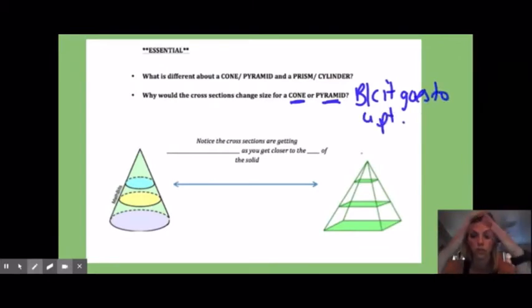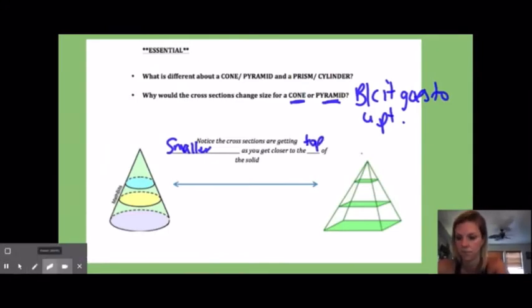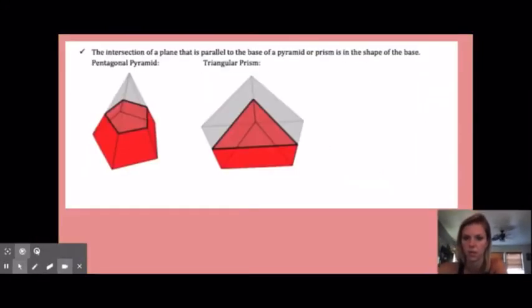So the closer you are to the top, the smaller your cross section is going to be. Notice the cross sections are getting smaller as you get closer to the top of the solid. It makes sense. Okay, so here's just some quick examples. In this first one, you have a pentagonal pyramid. You can see that that cross section in there is still a pentagon, but it's clearly smaller.